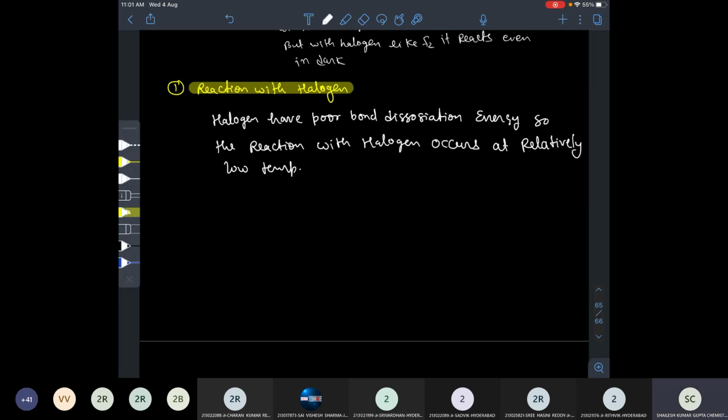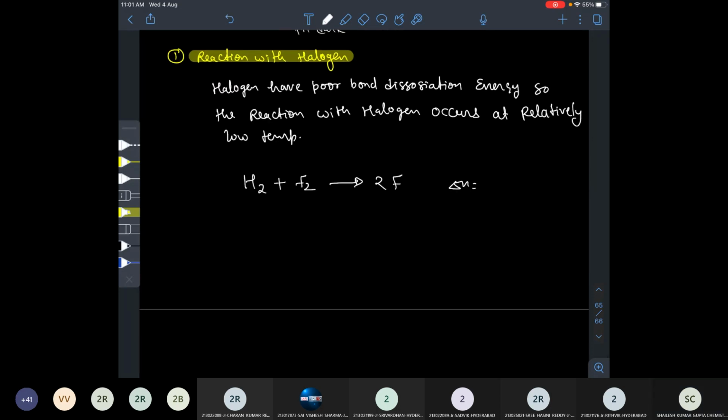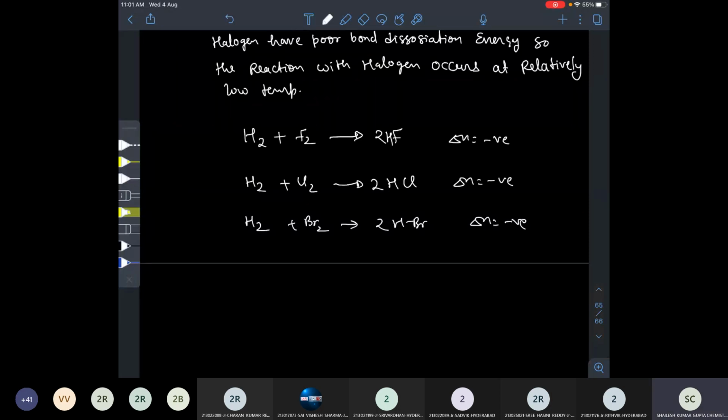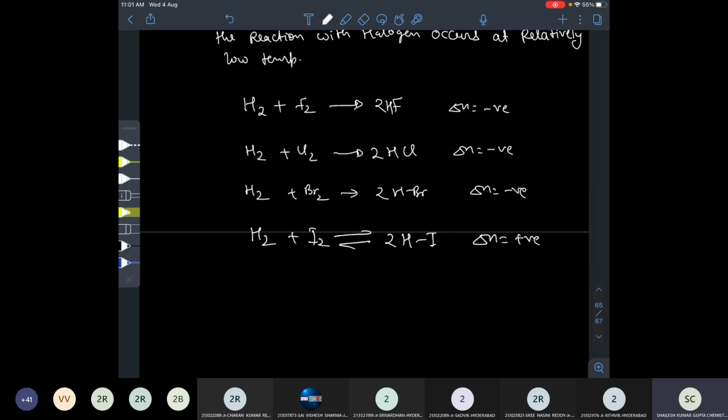So if I have to generally represent, H2 plus F2 will form 2HF, highly exothermic. H2 plus Cl2 gives 2HCl, that is also exothermic. H2 plus Br2 gives 2HBr, delta H is again negative, but low value. But H2 plus I2 does not form in the forward direction, delta H positive. So formation of HI is not favorable, my dear.